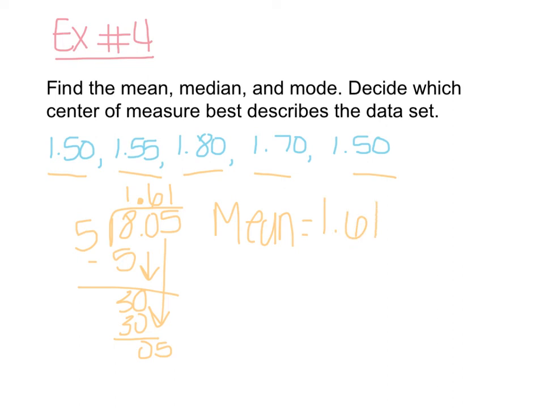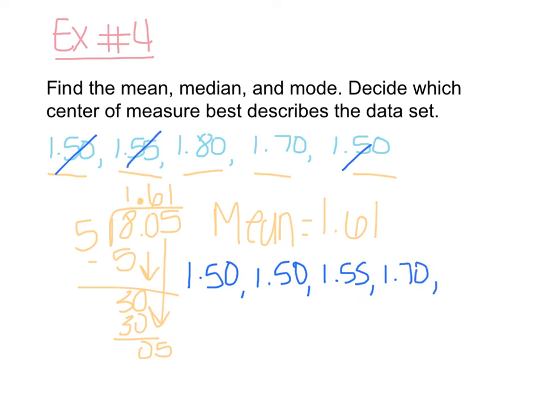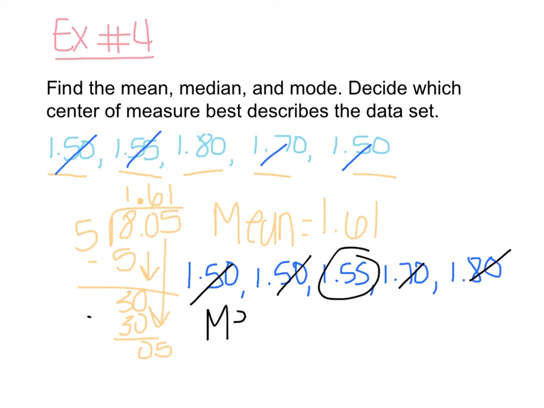For the median, we have to put them in order from least to greatest. We've got 1 and 50/100 2 times, 1 and 55/100, 1 and 70/100, and 1 and 80/100. Remember, you just cross them off till you find the number in the middle. So 1 and 55/100 is our median.